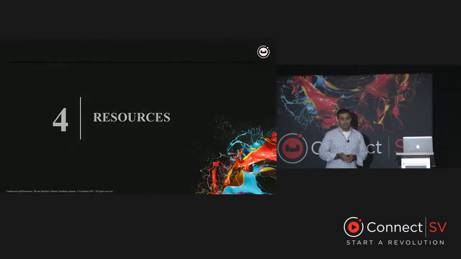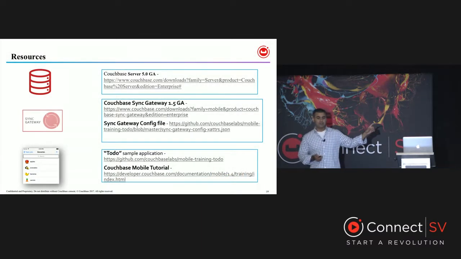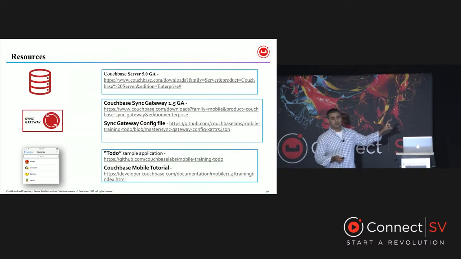A couple of resources that I'd like to point out. I think I showed you a bunch of things over there. So these are the URLs for where you can download the bits for server and Sync Gateway from. The config file, I've actually called out the specific name of the config file I use so you can get started quickly. And then the sample application. So we have a GitHub project for the sample app, as well as the tutorial for building and creating that sample app on our developer portal. So I have all the links in here for anybody who wants to go back home and try this on your own.